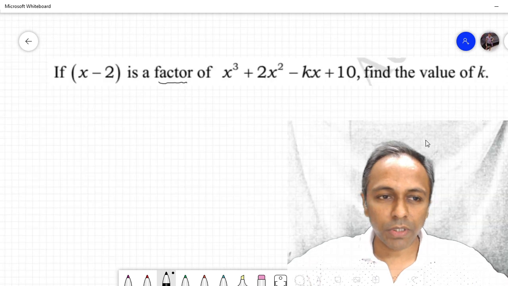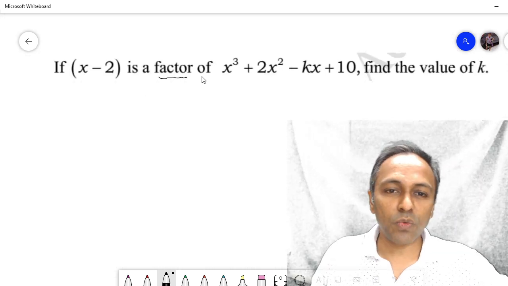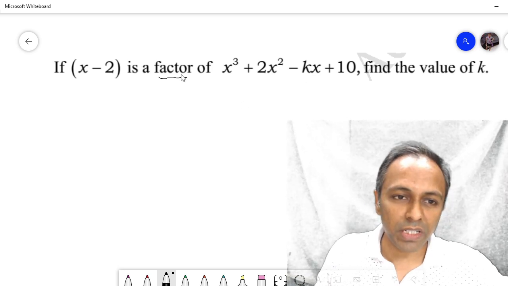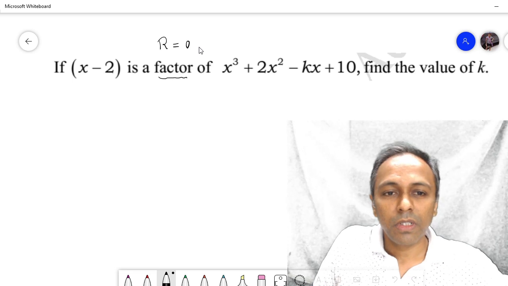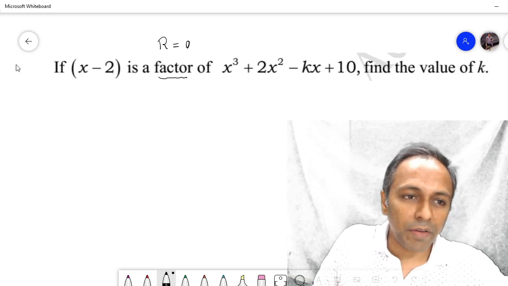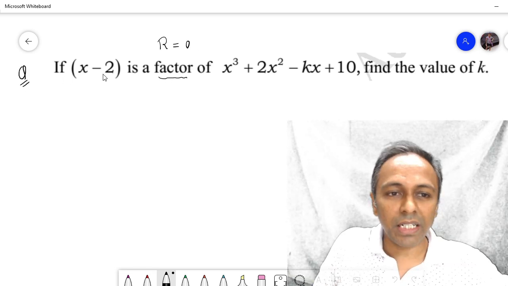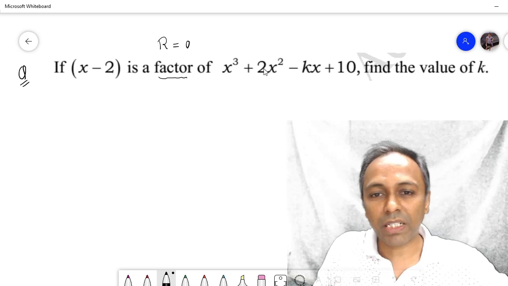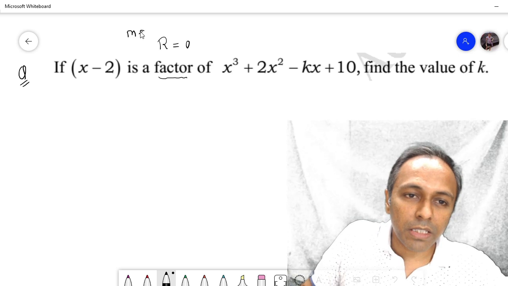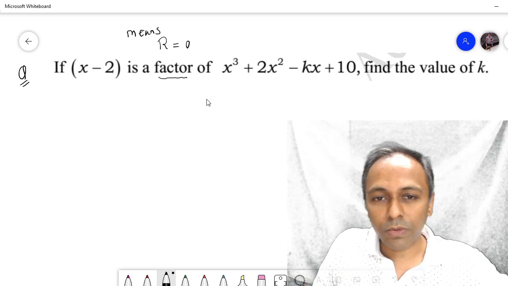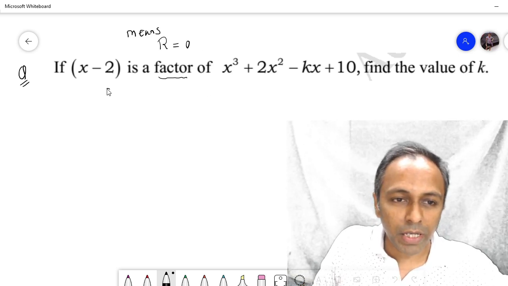Okay, the question is here. If x minus 2 is a factor of this. Now if it is a factor, it means that remainder is 0. So whenever you are having any question where it is said that x minus 2 or something is a factor of some polynomial, then by default it means that remainder is 0. Let's continue in similar manner.